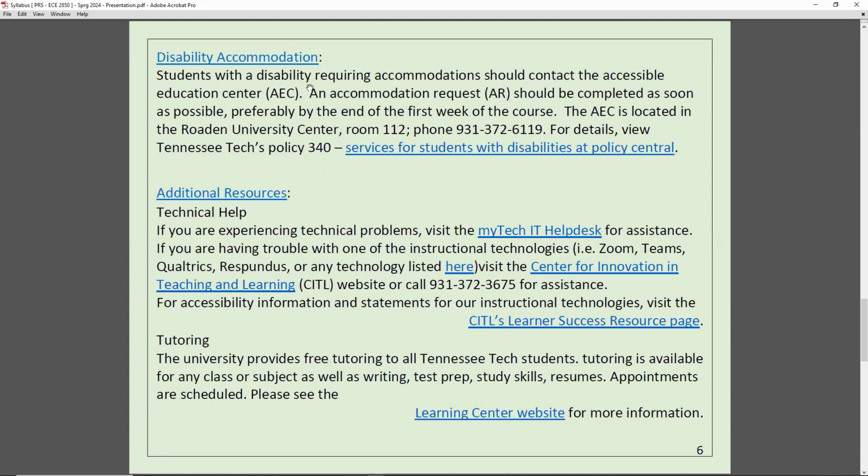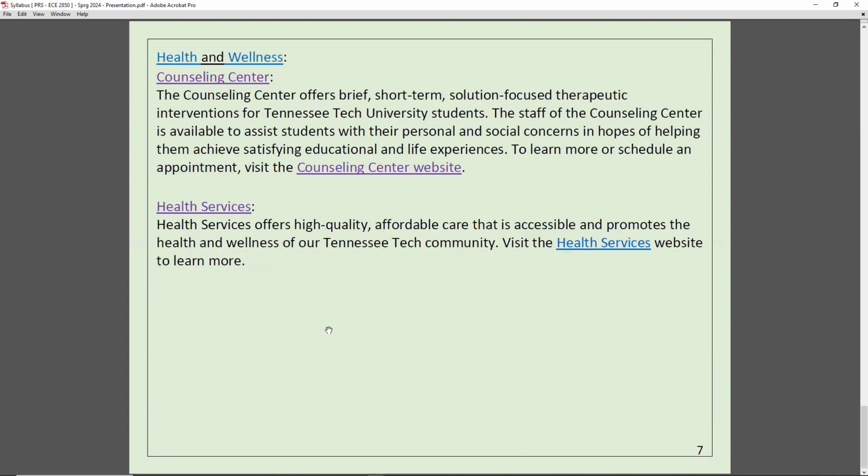Here I give you some information about disability accommodation, other resources, tutoring, health and wellness. I'm going to leave this part for you to read.